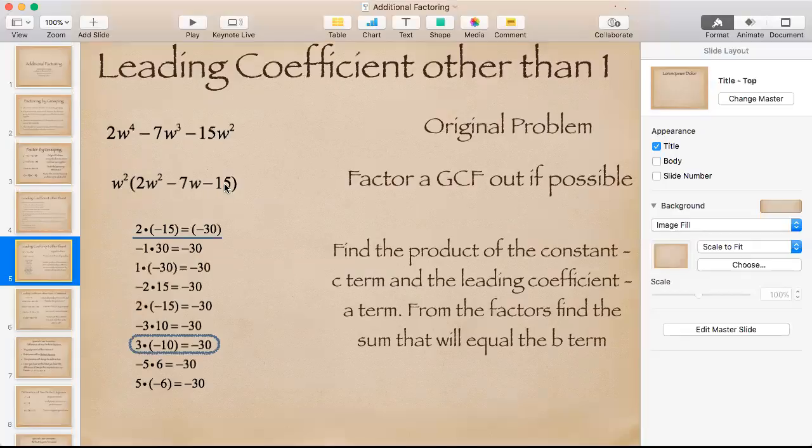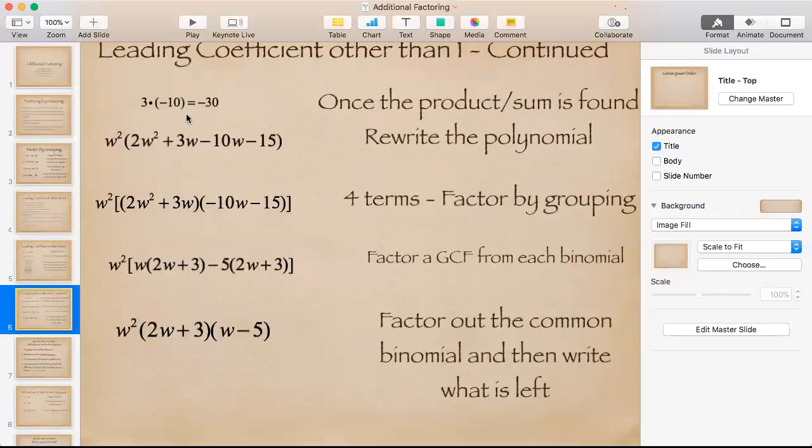Then you're going to multiply the constant term in the back times the leading coefficient. And then you're going to list out all the factors of that product. Once you have the factors of the product, you want to see which ones, when added together, will give you this center term, this negative 7w. So if I have a positive 3 and a negative 10, that would give me a negative 7w. So that's why I chose to use that to rewrite into 4 terms. And it's always easier to write into 4 terms because then I can use my factor by grouping.